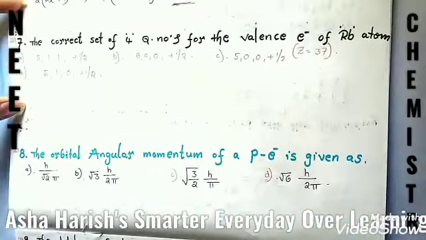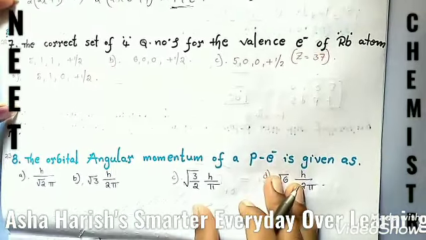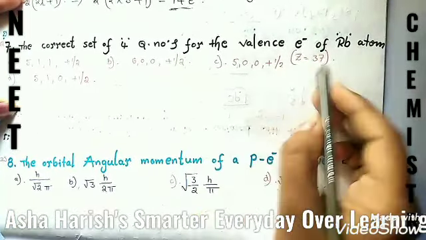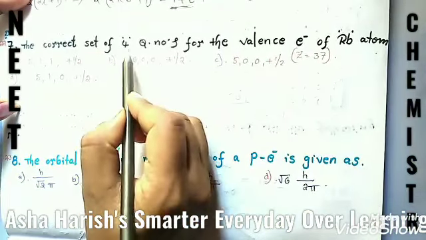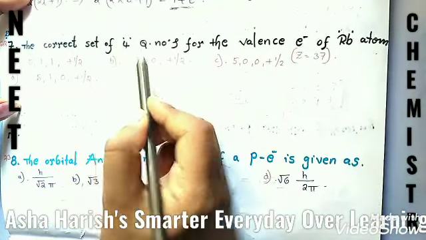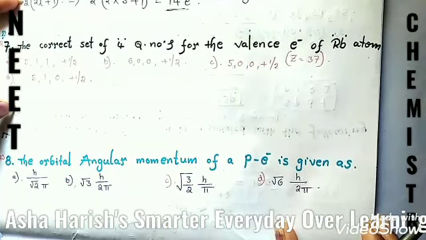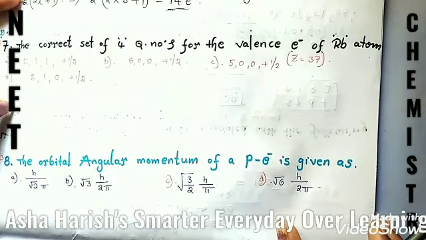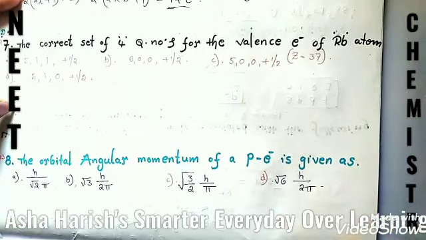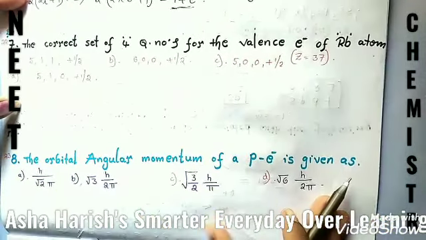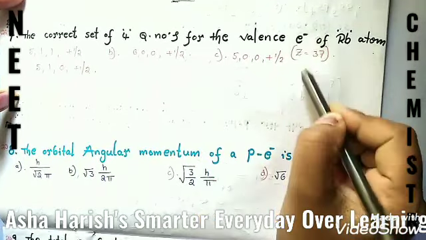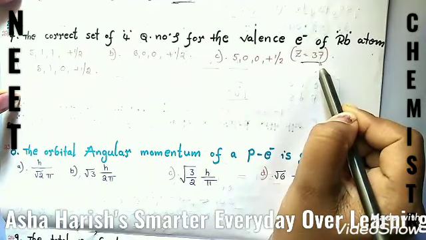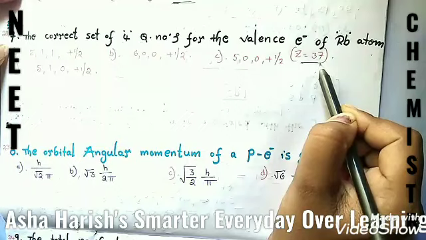Let us see the 7th one. The correct set of 4 quantum numbers for the valence electron of a rubidium atom. The 4 quantum numbers are the principal, azimuthal, magnetic and spin quantum numbers, and we can identify them among these options. See here, the atomic number of rubidium is given: Z is equal to 37.